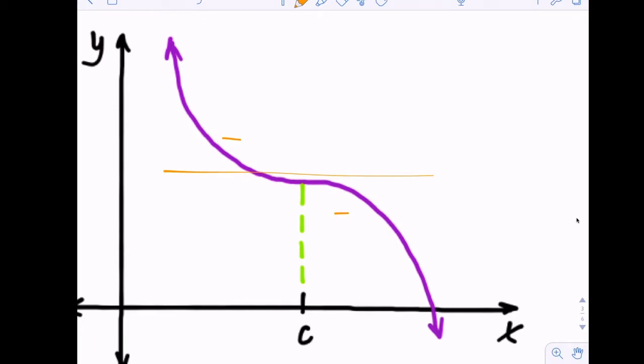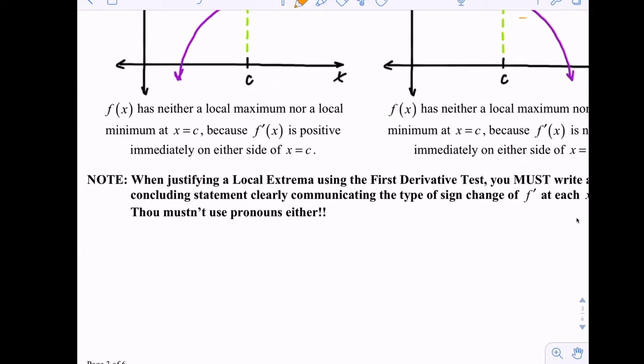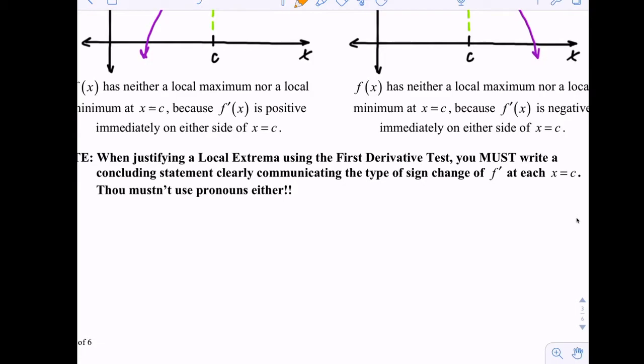It could also work if you have a critical value like the opposite value of x, right? As long as it's continuous, f prime would change from negative to positive, and you'd have a local minimum there. Now, what is super important, look at this note down here. When you're justifying a local extrema using the first derivative argument, you must talk about a sign change in f prime at that value of x.